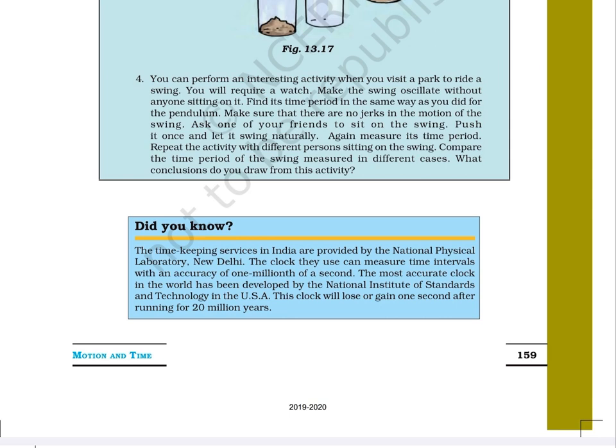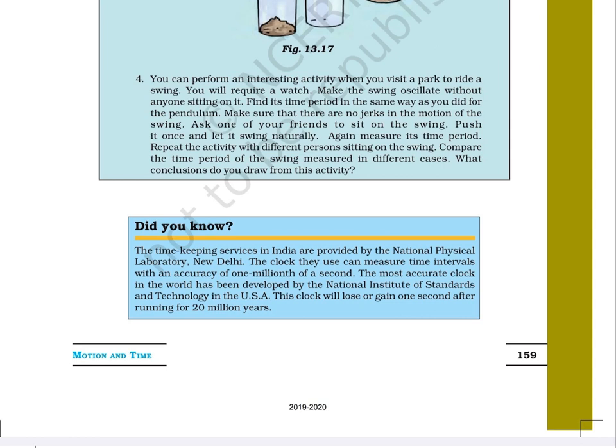Ask one of your friends to sit on the swing. Push it once and let it swing naturally. Again, measure its time period. Repeat the activity with different persons sitting on the swing. Compare the time period of the swing measured in different cases. What conclusions do you draw from this activity?